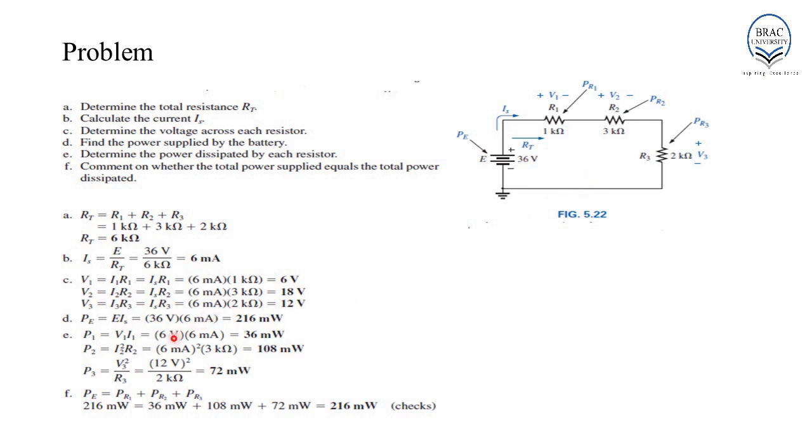Over here, all the three methods are shown. So, you can choose any one of the methods or you can use all three of them. P1, P2 and P3 are determined to be 36 milliwatt, 108 milliwatt and 72 milliwatt.